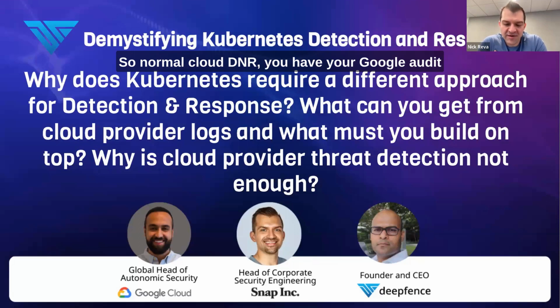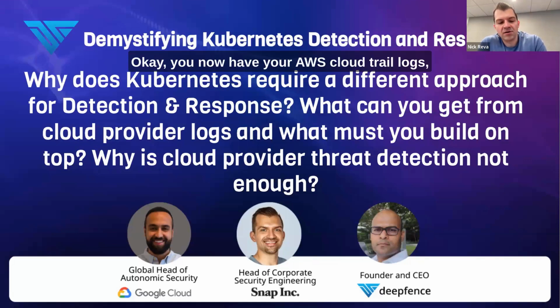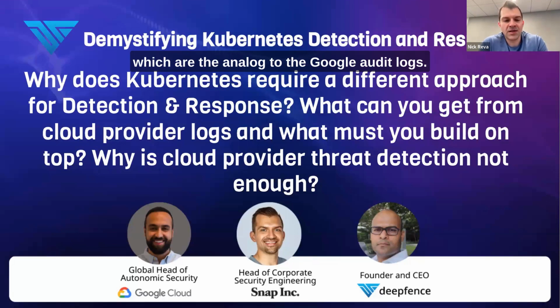So normal cloud DNR, you have your Google audit logs that you can collect from your GCP accounts. You have your localized syslog if you were running syslog daemons on your instances. You may not be because that's very large and expensive at times. Okay, you now have your AWS CloudTrail logs, which are the analog to the Google audit logs. All right, now you have your GuardDuty logs, DNS and C2 traffic logs.